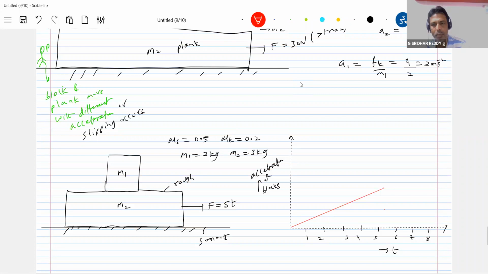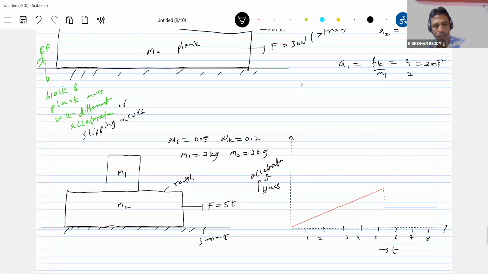Now what about M2? M2 will continuously increase. So shall we put the possible curve? Here only you can write it. I'll write the equations here.